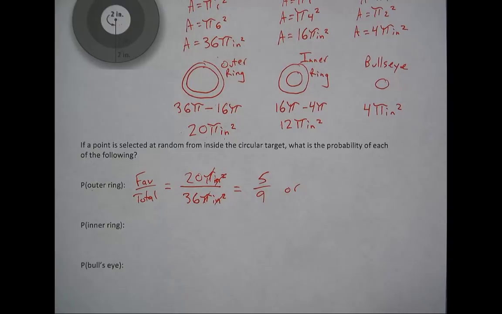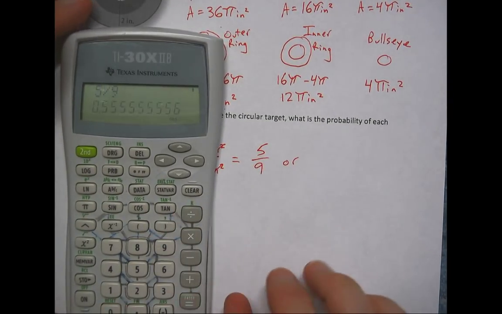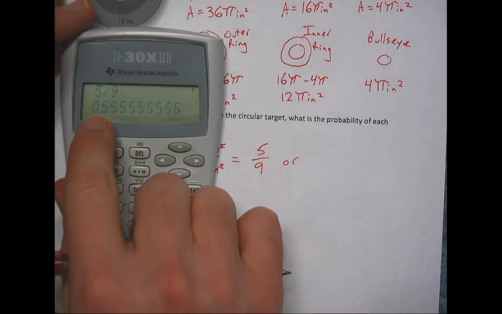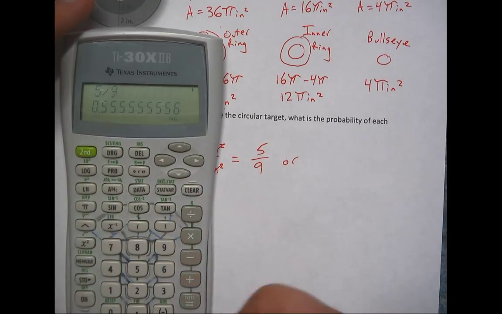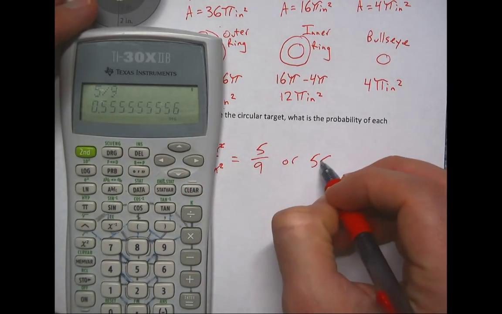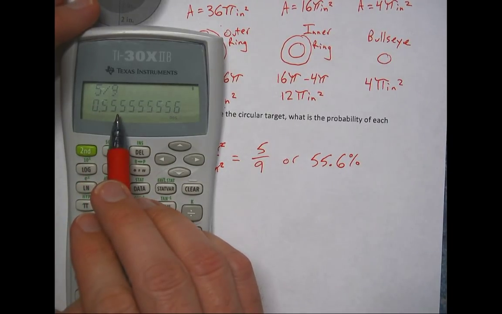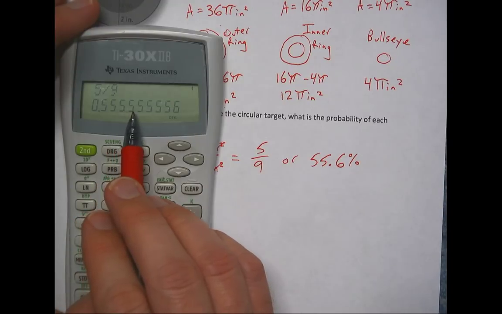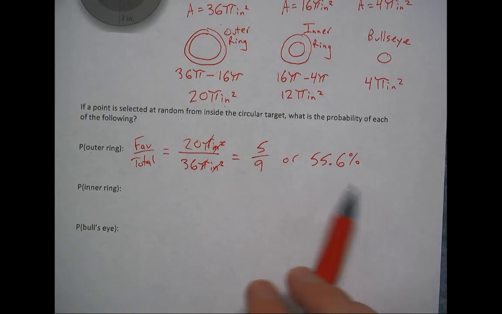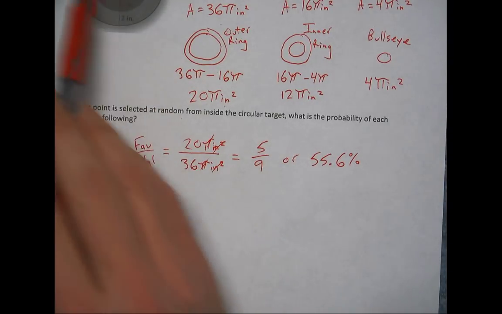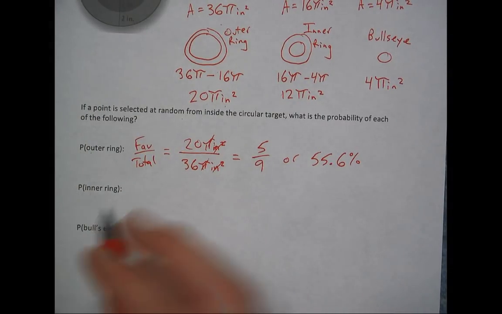Or if we want to convert this into a percent, let's go ahead and divide. So 5 divided by 9. Move it 2 spots. 55.5, 55.6 if you're rounding it up. 55.6% goes 2 spots. Looks like 55.5, but the next number rounds it up to 55.6. All right, so you have about a 55.6% chance of hitting that outer ring if they're all equal. Again, no skill involved.